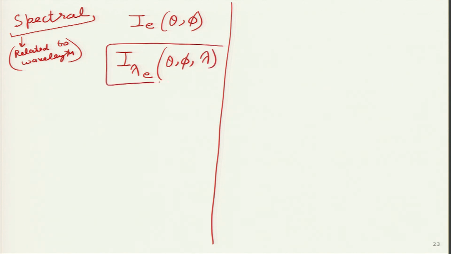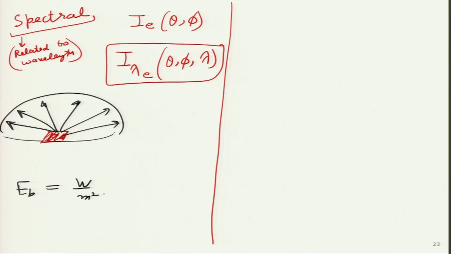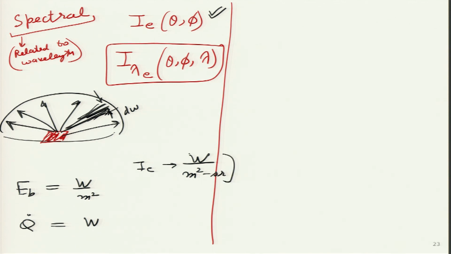And the answer is of course yes, because any surface is emitting in all the directions. So, this red surface over here is emitting in this direction and this direction. The total we can calculate in terms of area, that total will turn out to be E b, which is watts per meter square. We can also calculate it in terms of radiation which is left, which is watts. We can also calculate in a particular solid angle, let us say in this solid angle d omega. How much is the emitted radiation intensity? That I e will turn out to be in watts per meter square steradian.